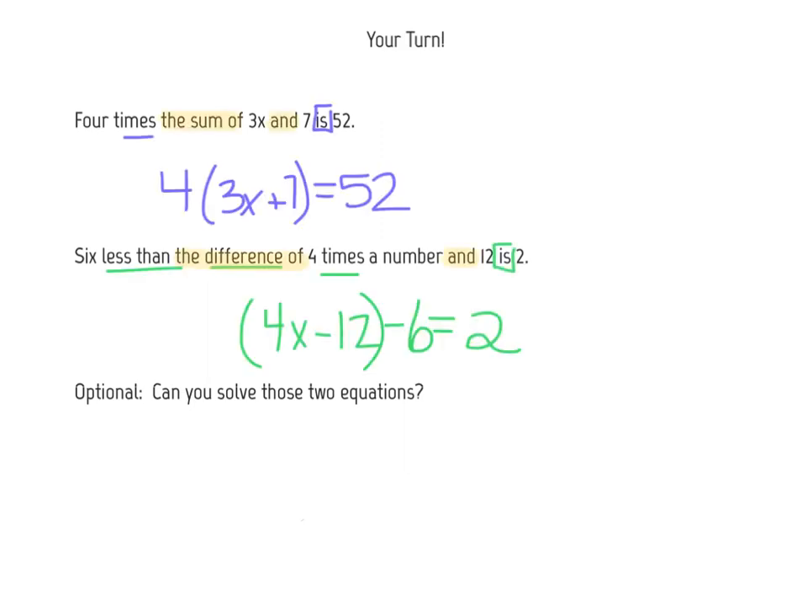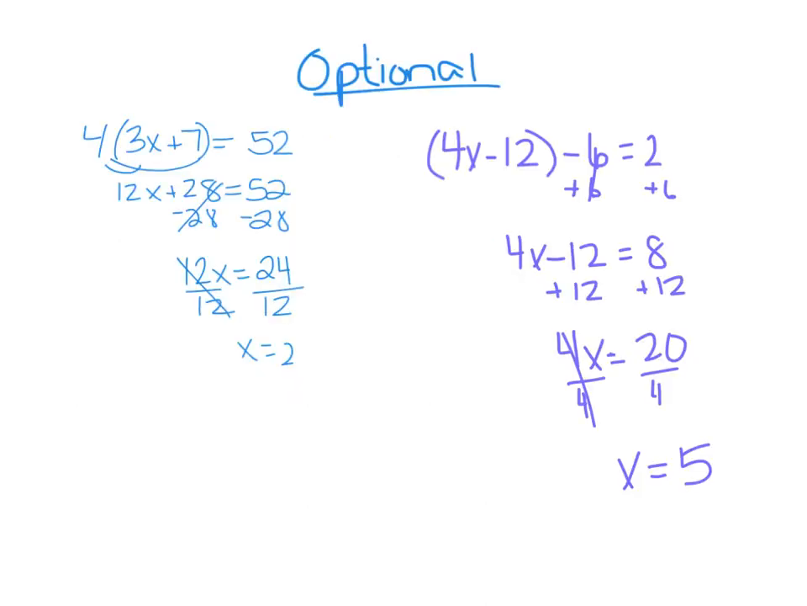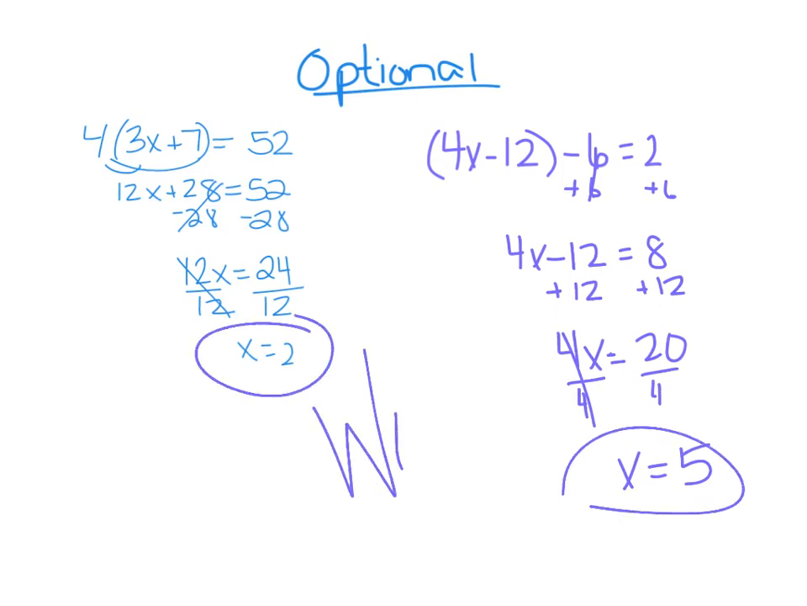How'd you do? One thing to pay attention to on this second one in particular is make sure that when you see 6 less than, you put that after your original phrase because you're taking it off. That's a common error I see. And then also, if you feel like doing a bonus here, can you solve the 2 equations you wrote? If you can, way to go. If you did that and you got x equals 2 and x equals 5, wow, you rock.